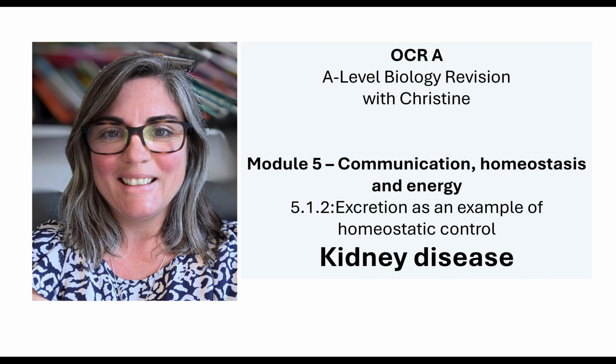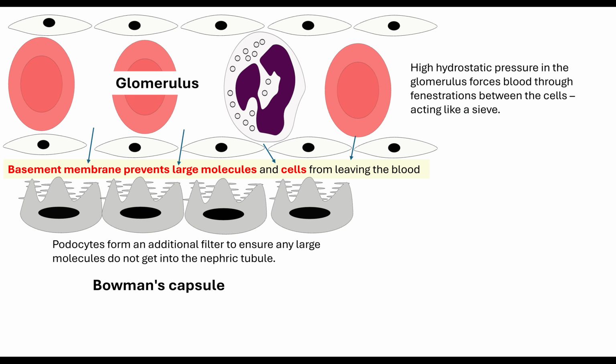So today's lesson, I want to look at kidney disease. Let's just take a step back though and remind ourselves about ultrafiltration that happens at the glomerulus in the Bowman's capsule. We know because of high hydrostatic pressure in the glomerulus, that's going to force blood through the fenestrations between the cells, which act like a sieve. We know we've got our podocytes, which are our additional filtering system to stop any large molecules from getting through. And we know we've got our basement membrane, preventing large molecules and cells from leaving the blood.